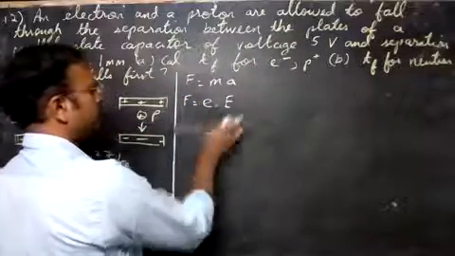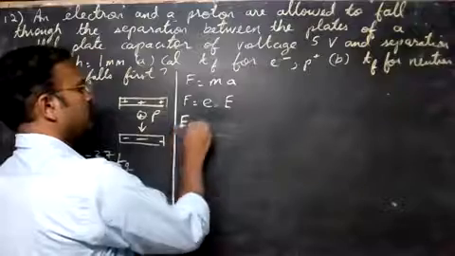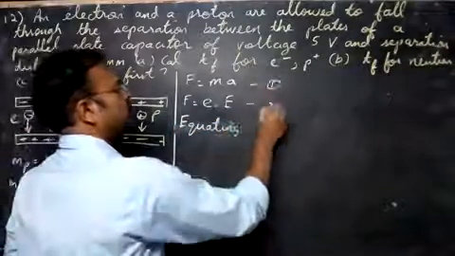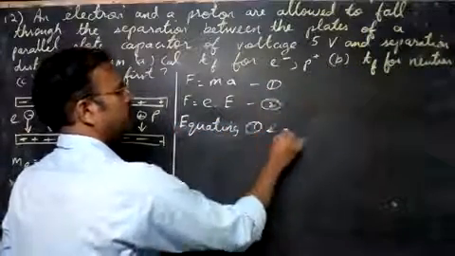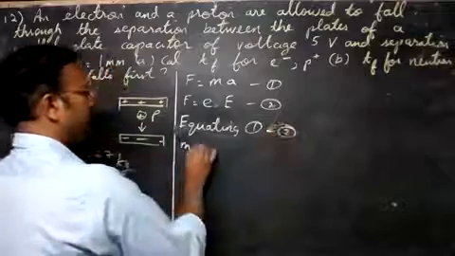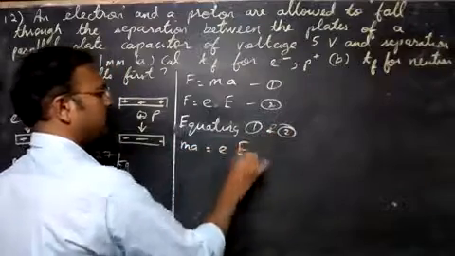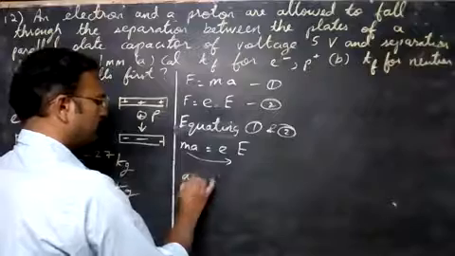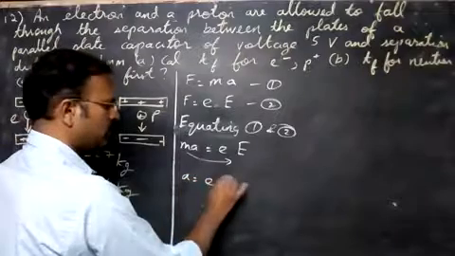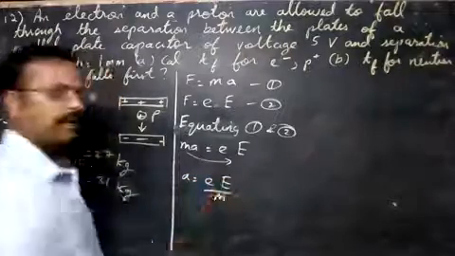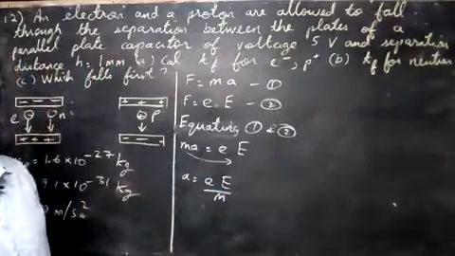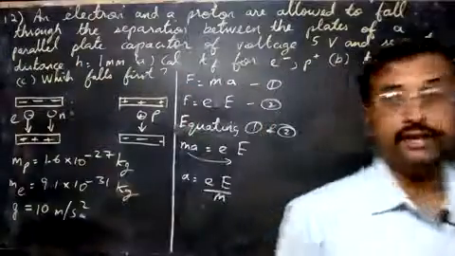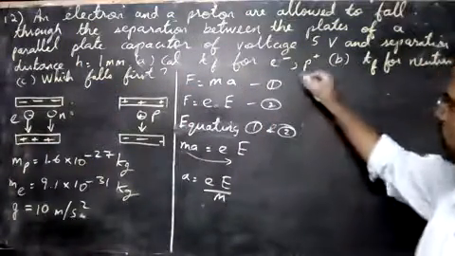I'll write the step here. Equating the equations, we write 1 and this is 2. So equating 1 and 2, we get ma is equal to eE. We must find acceleration only, so bring this mass down. So acceleration a is equal to eE by m. But what is the electric field? If we know the electric field, we can just substitute and get the answer. They ask to find the time. Let's see how to do it step by step.